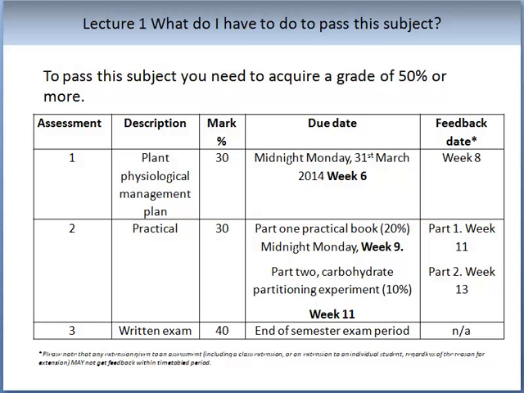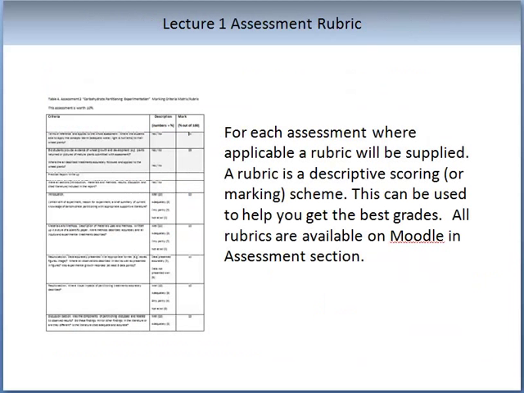Feedback will be provided by your mark, and for some assessments a rubric will be provided. A rubric is a descriptive scoring or marking scheme. This can be used to help you get the best grades. All rubrics are available on Moodle.